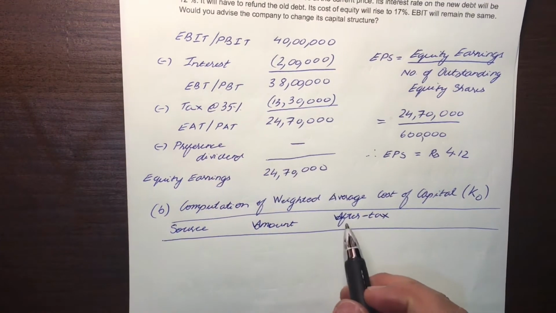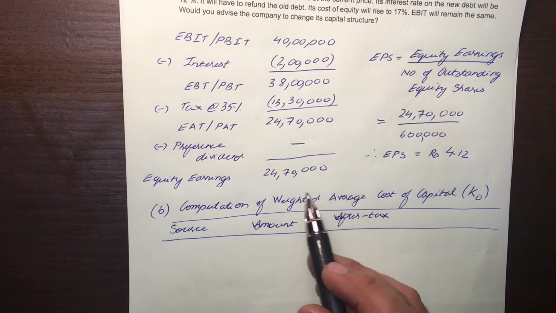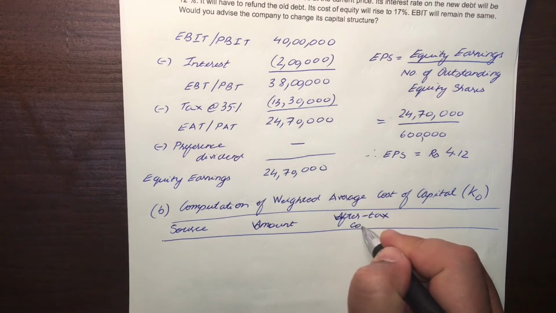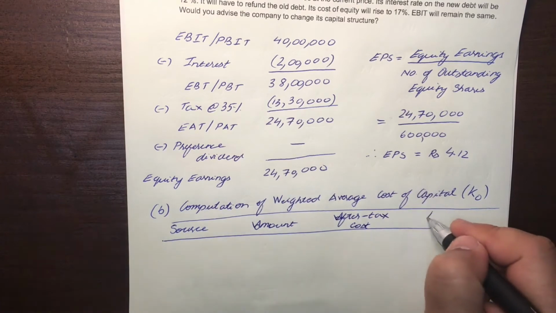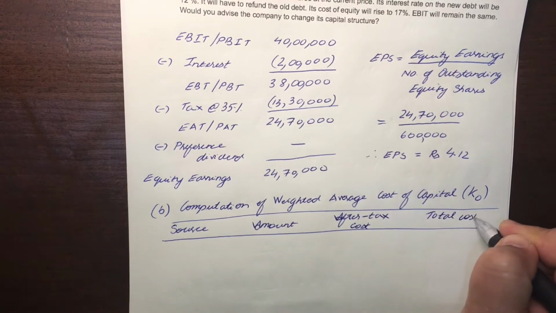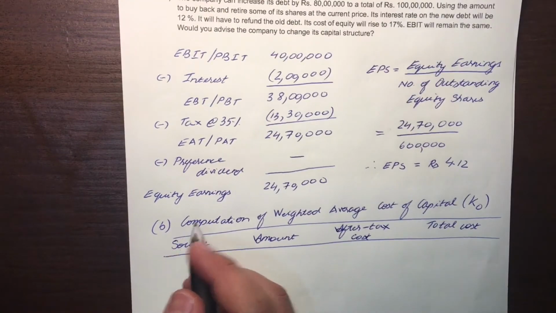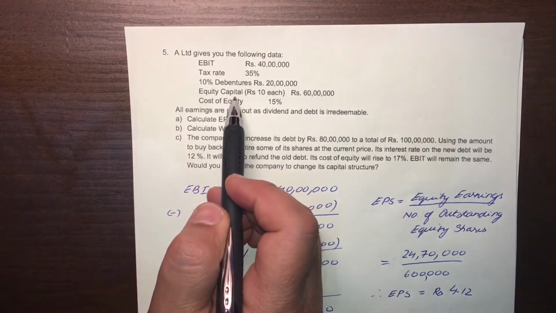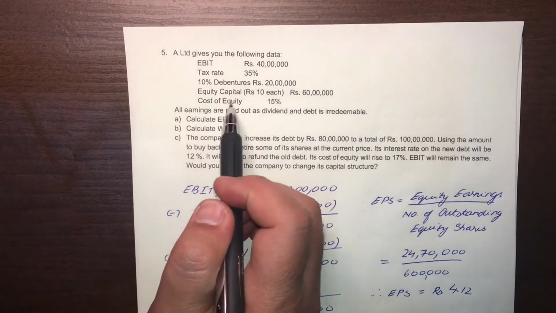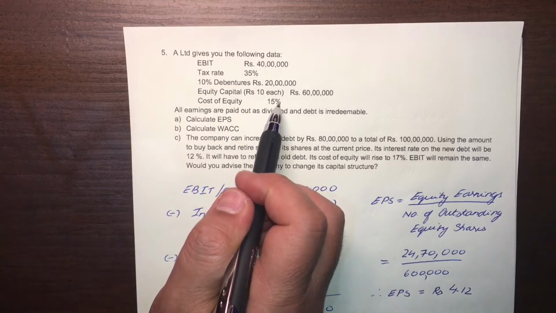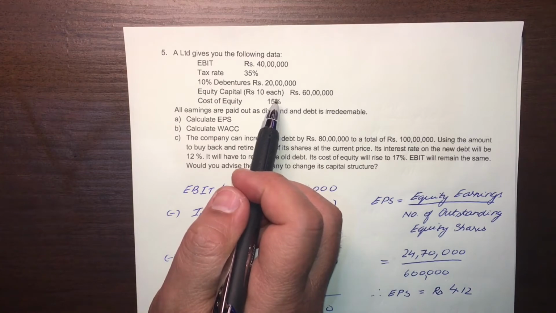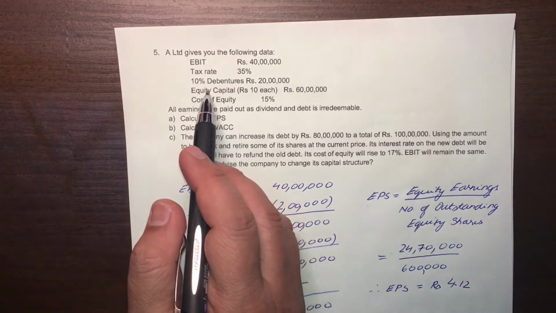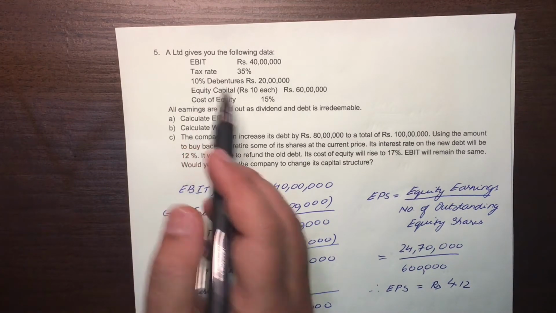Remember, when we find out cost of capital, cost of debt, cost of preference capital, cost of equity, we should always find the after tax cost. All right, and the total cost. So what is the source? The source is, you have two sources here. One is debenture, the other one is equity. The cost of equity is already given. See, directly we don't have to find out cost of equity. All right, and cost of debt, do we have to find out the cost of debt? Yes, we have to find out the cost of debt.